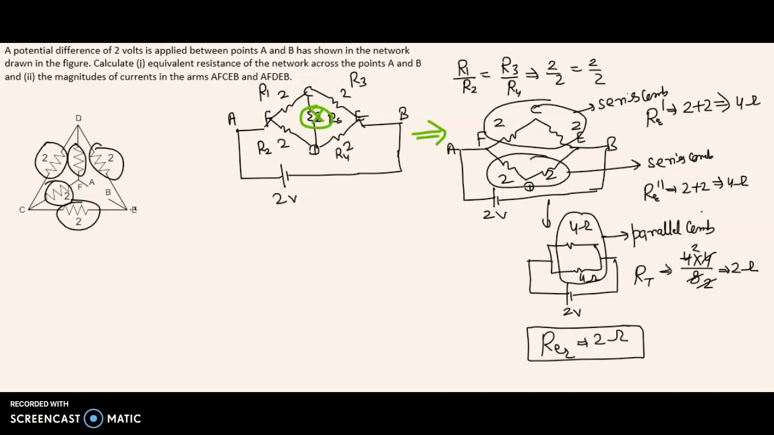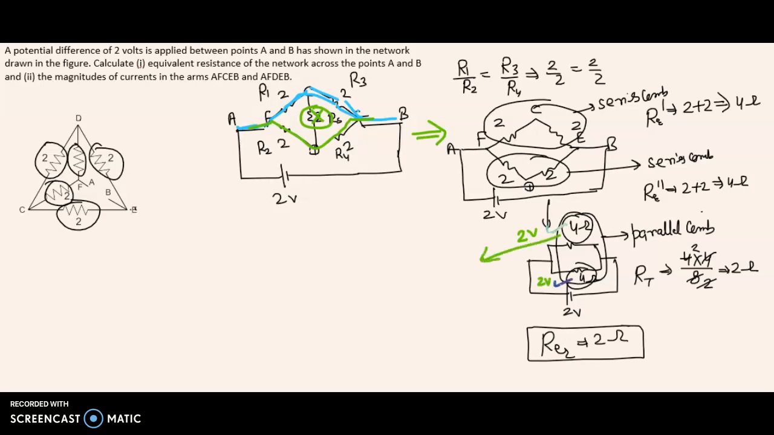The first case is solved, and second, the magnitude of current in arm AFCEB, that is, current in that part and current in that part. Here, 4 ohm and 4 ohm are in parallel combination, so the potential across 4 ohm and 4 ohm is 2 volt.